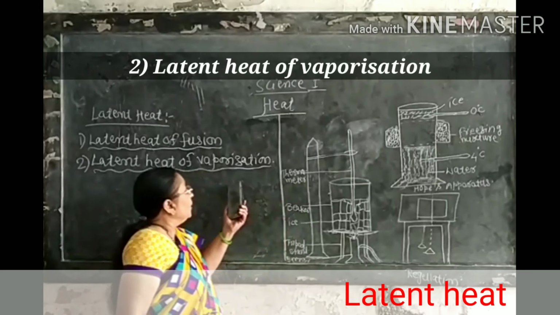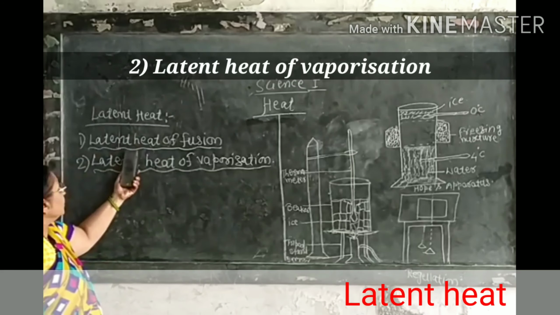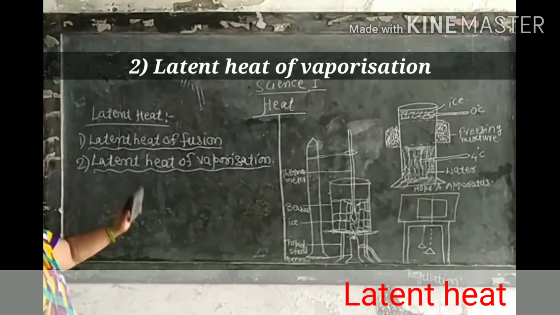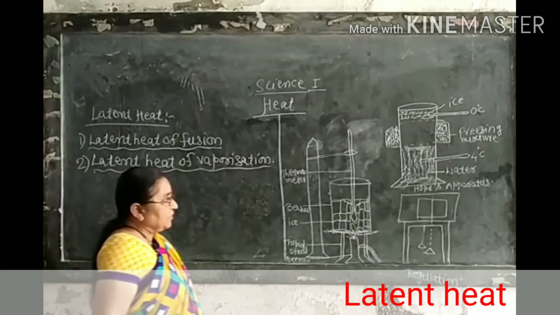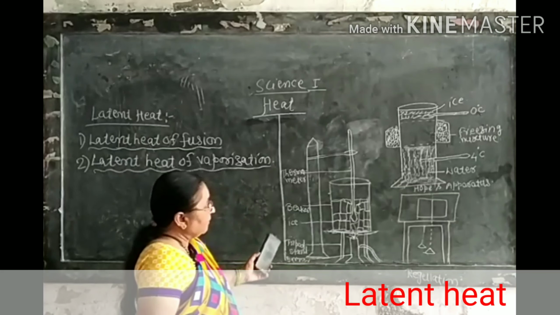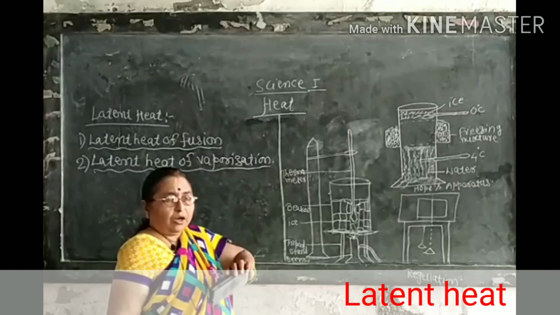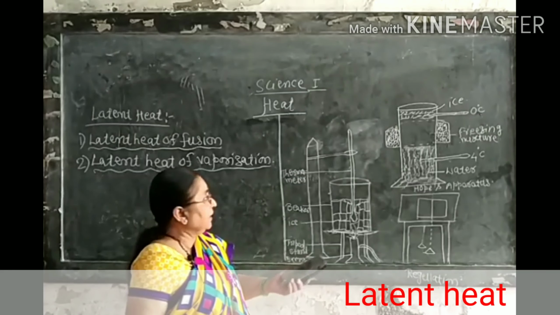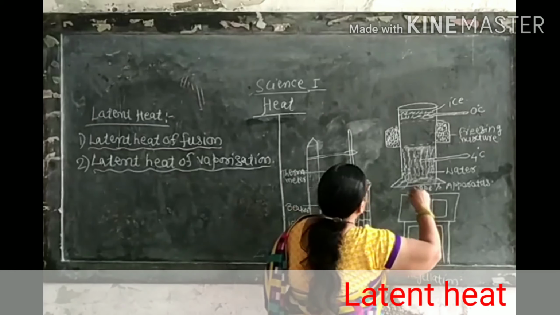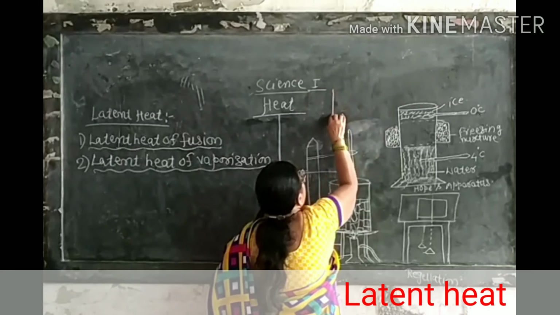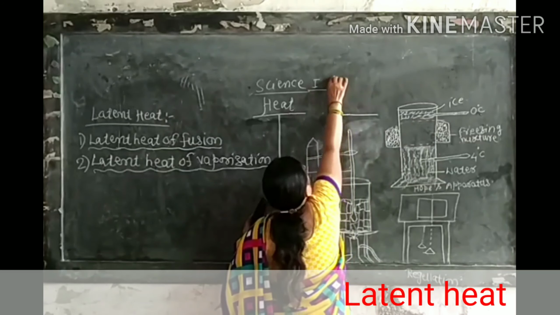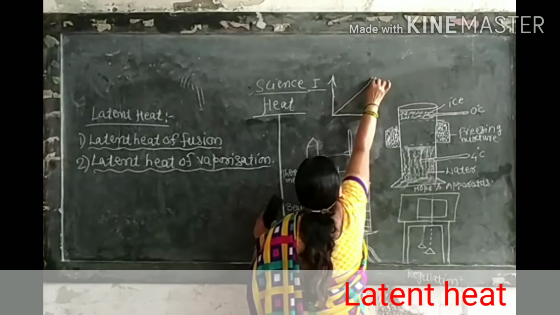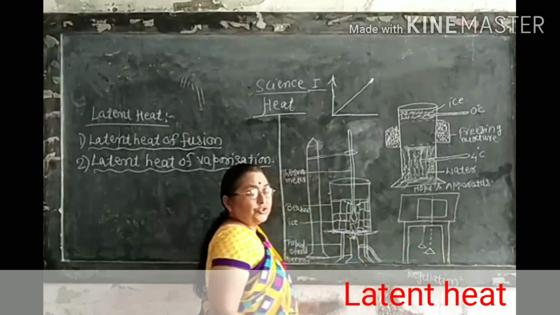So thus we have studied what is latent heat, what is latent heat of fusion, and what is latent heat of vaporization. Now we have to study the graph. When we draw a graph of volume of a substance, either liquid or solid, versus temperature, then we observe it is continuously a straight line.